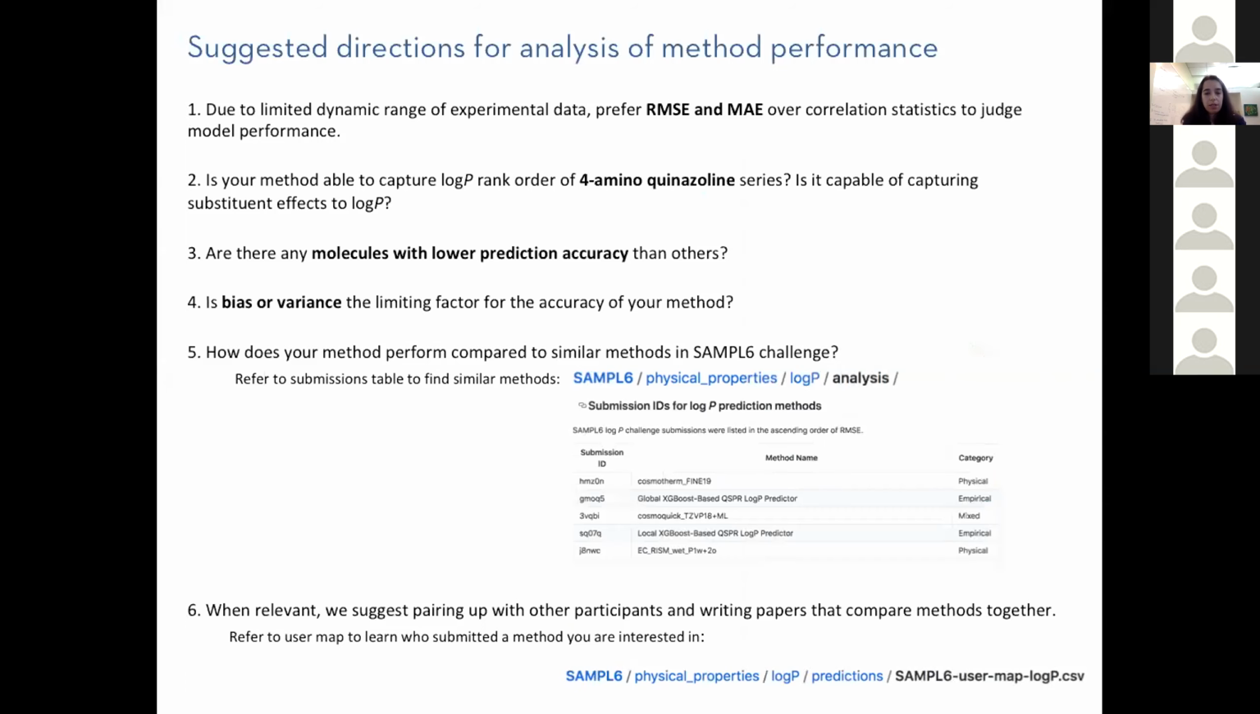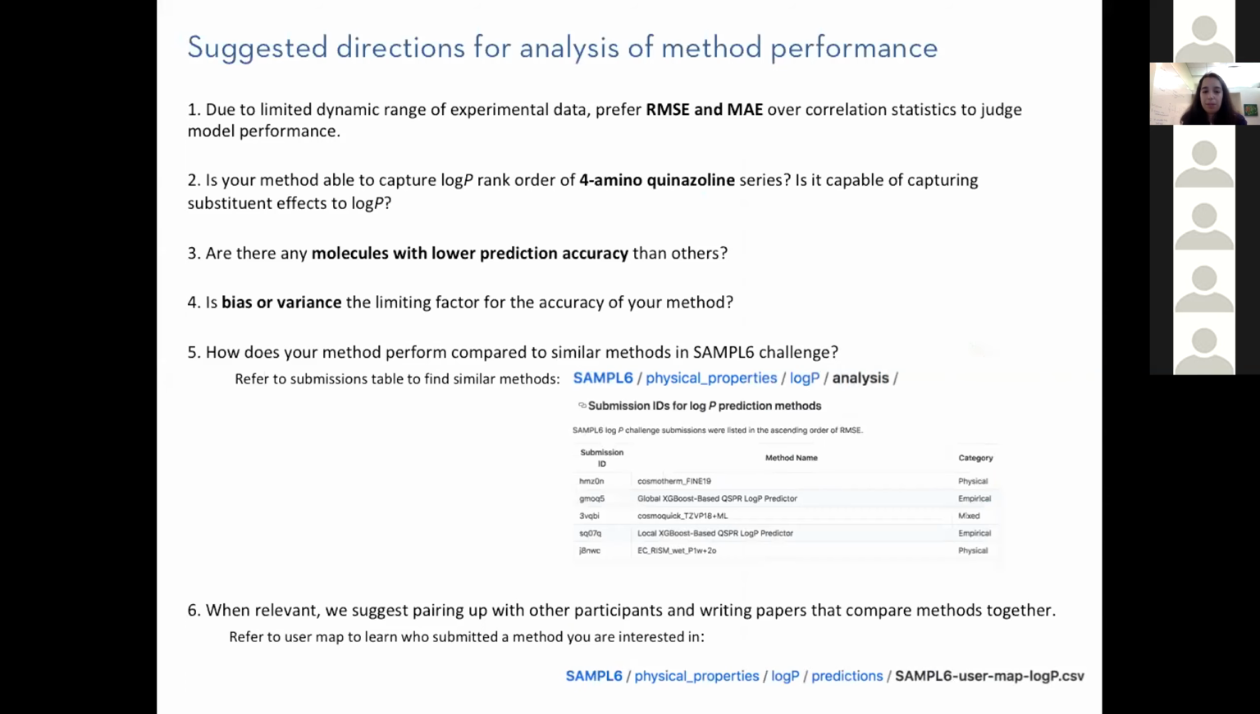Another question you can ask your data is, since we have a good representation of 4-aminoquinazoline containing compounds, is your method able to capture the logP rank order of the 4-aminoquinazoline series? Is it capable of capturing substituent effects on logP? Another question is, are there any molecules with lower prediction accuracy than others for your method? Can you explain this from either the view of the chemical properties that they have or how your model works? Is bias or variance the limiting factor for the accuracy of your method?